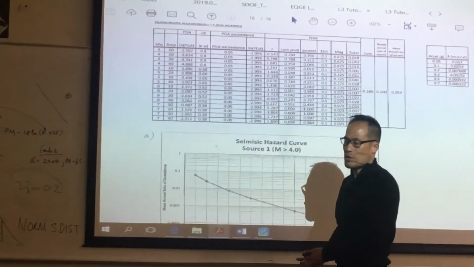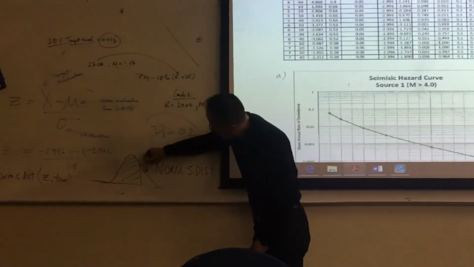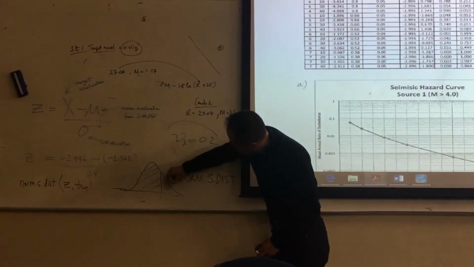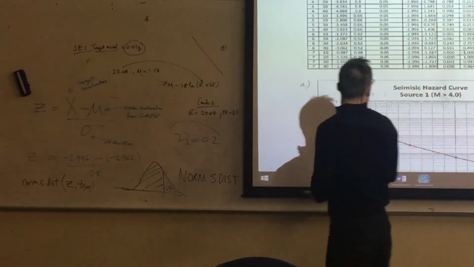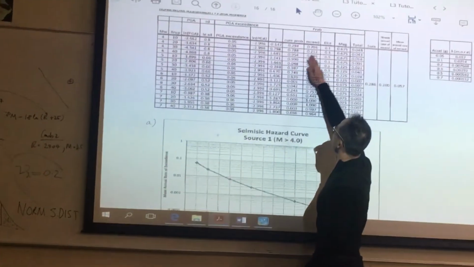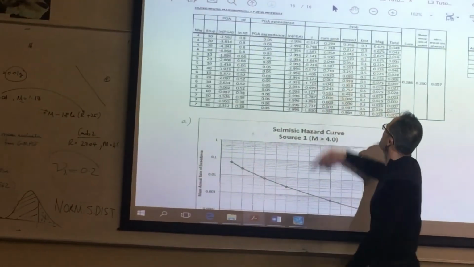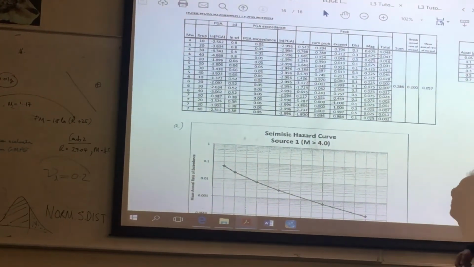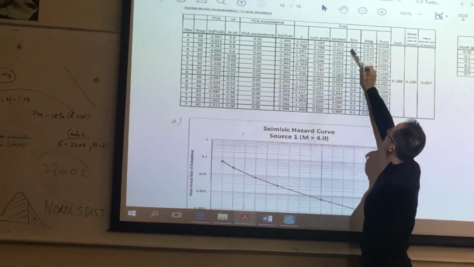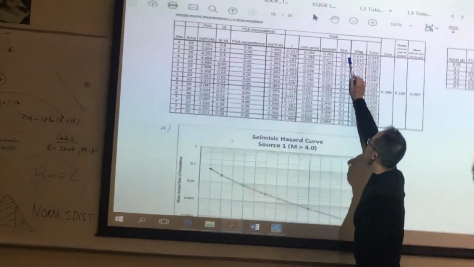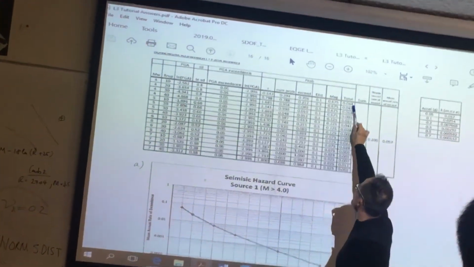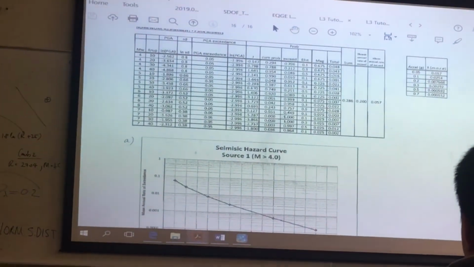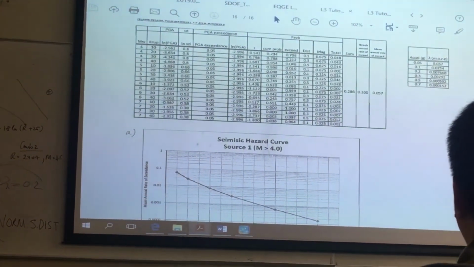Okay, but then what are we interested in? We're interested in this here. We're interested in that being exceeded. And so that is 1 minus that gives me that. Okay? And then we multiply that times the probability of the distribution times the probability of the magnitude, and we get that.